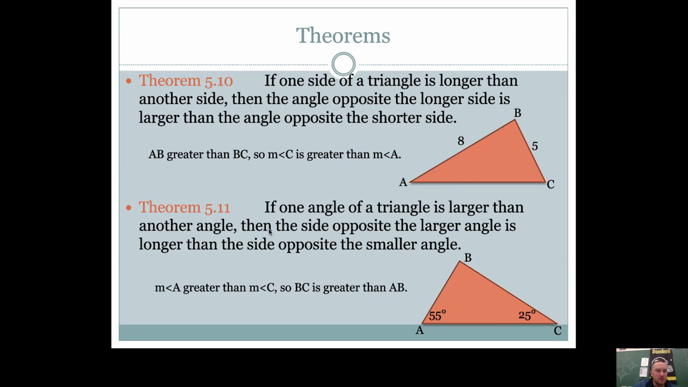Theorem 5.11 is the converse of that. It tells you if you know two of the angles, if this one's bigger than this one, then the side opposite the bigger angle is going to be longer than the side opposite the smaller angle. So segment BC is going to be longer than segment AB.